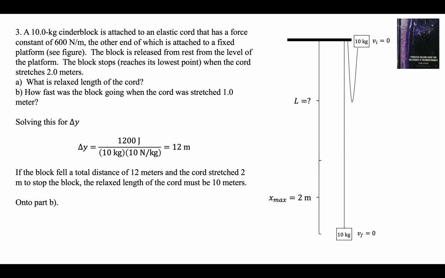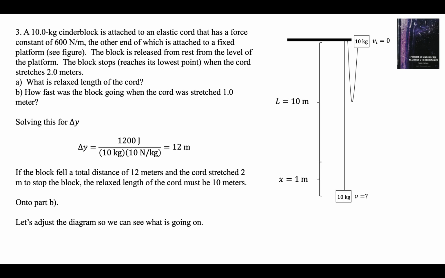Now part B, we want to know how fast the block was going when the cord was stretched 1 meter. Let's draw that. Let's change the diagram so we can see what's going on. Now it's moving still. We don't know how fast it's going. The relaxed length of the cord is 10 meters. It's stretched 1 meter. How fast is it going? That's part B.